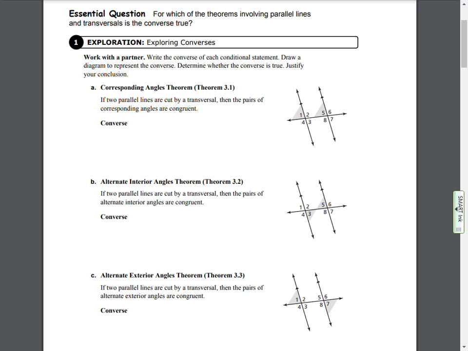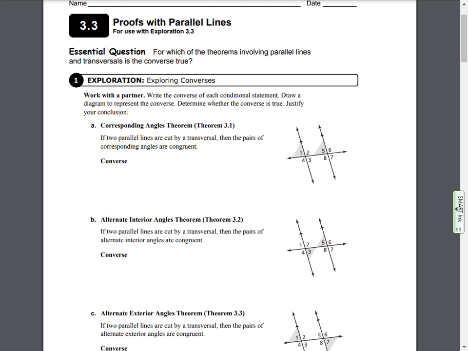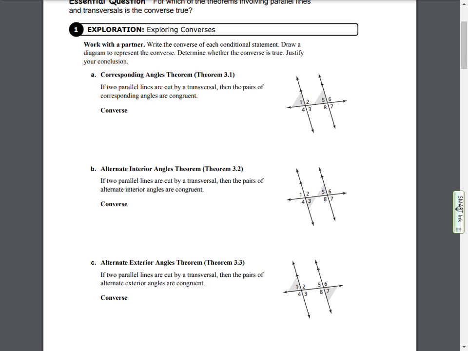Okay, 3.3. 3.3 is looking at proofs with parallel lines. Now, don't let this scare you, okay? We know parallel lines. We're good at this. We're going to be all right. Let's get right into it.